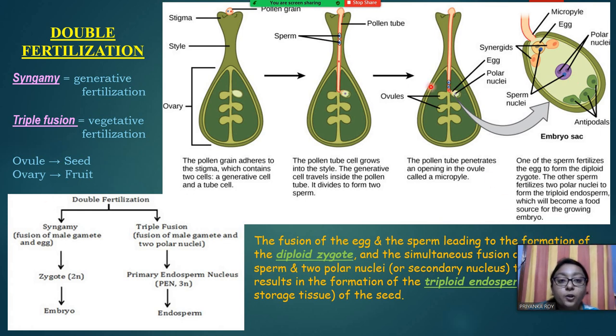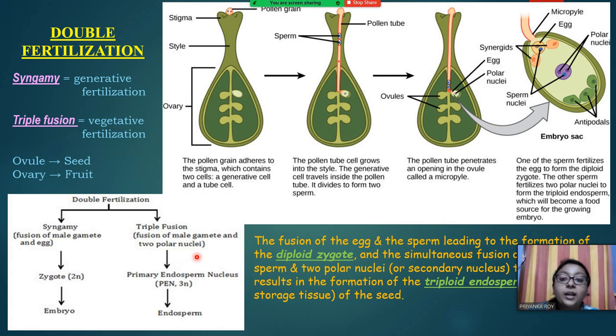So this process is known as double fertilization. One is syngamy, or the generative fertilization, which happens by the fusion of a male gamete and the egg, giving rise to a zygote 2N, and that will ultimately give rise to an embryo. And the other one is the triple fusion, or the vegetative fertilization, which is by the fusion of one male gamete and two polar nuclei.